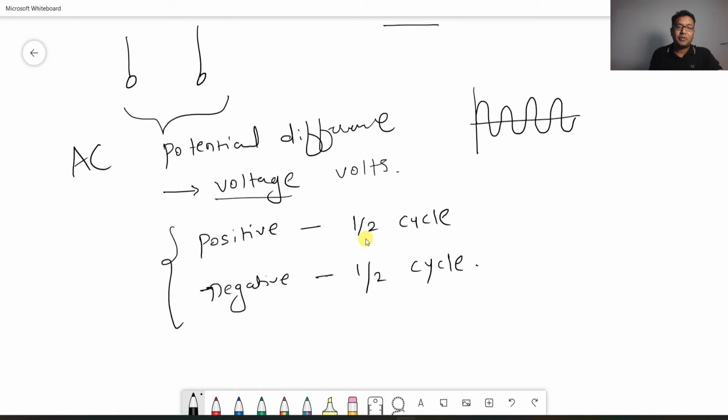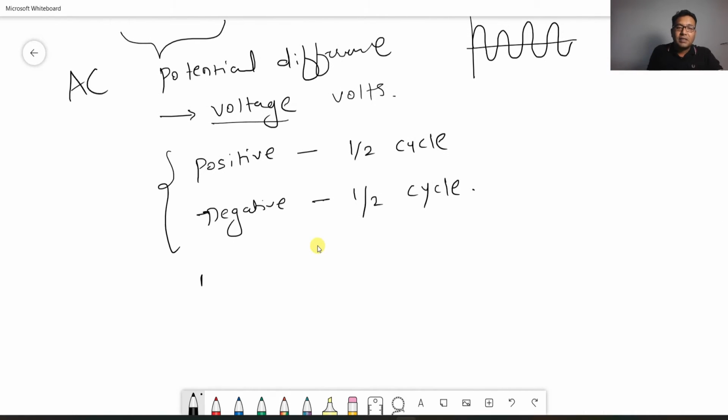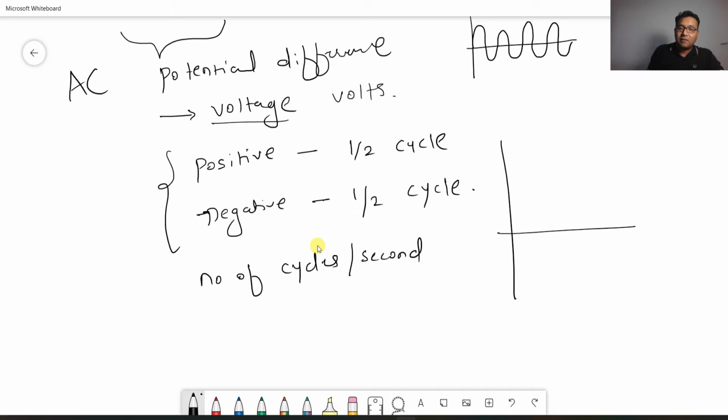So how to measure it? It is measured in terms of number of cycles per second. Obviously, because it is continuous, there is no stopping to it. Therefore, it is measured as number of cycles per second, and one cycle is this much, consisting of a half of the positive part and half of the negative part. Depending upon the country in which you are, we have either 50 hertz or 50 cycles per second, or it is 60 cycles per second.